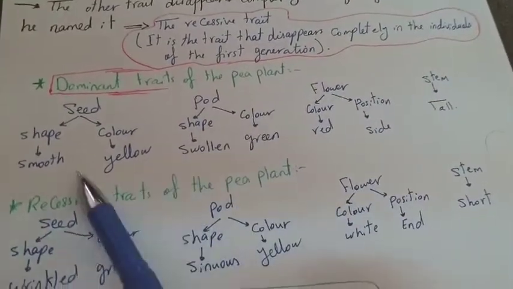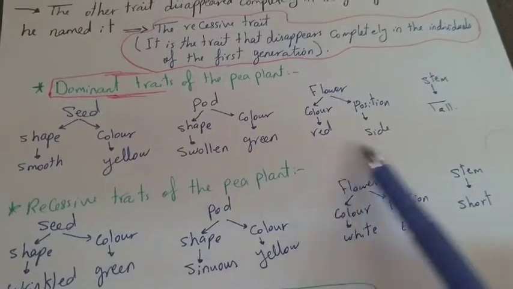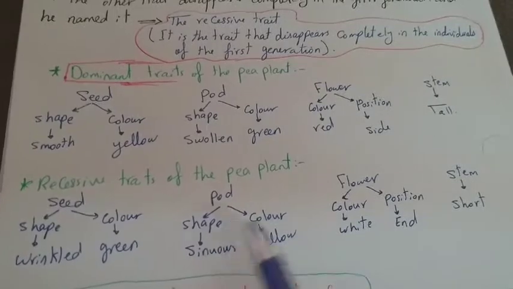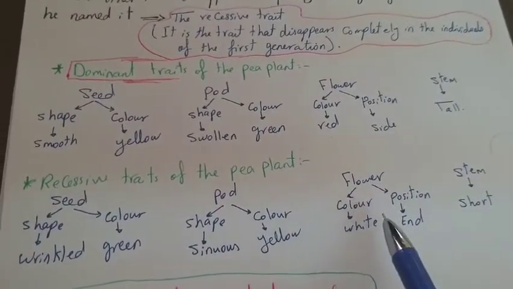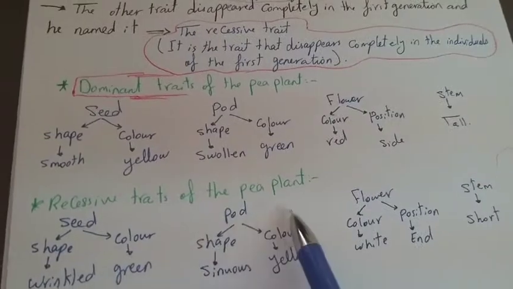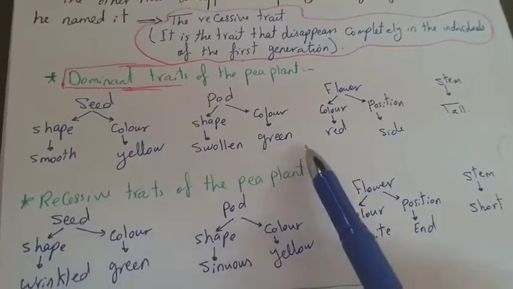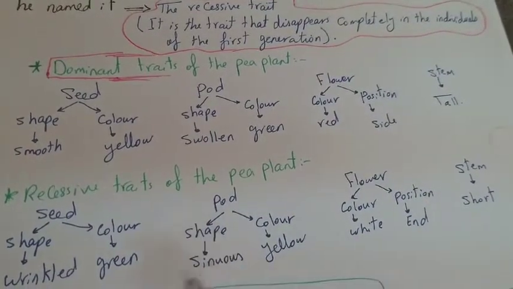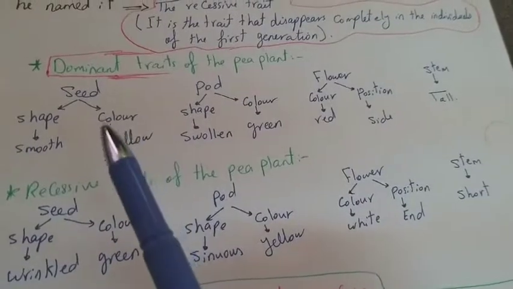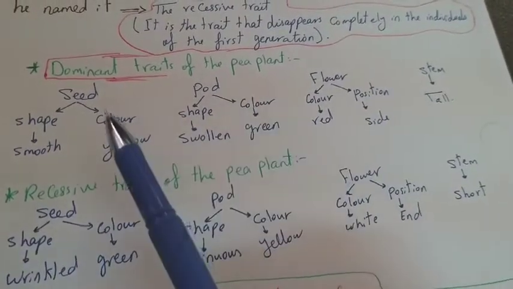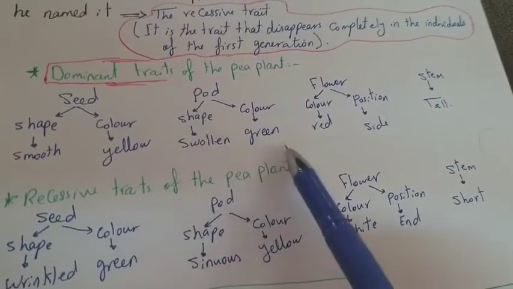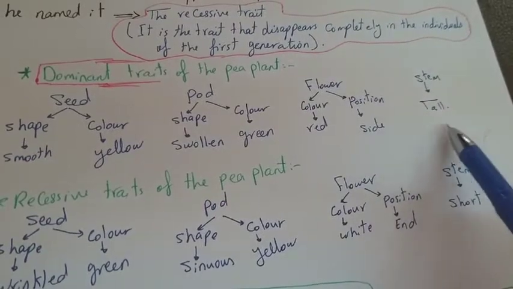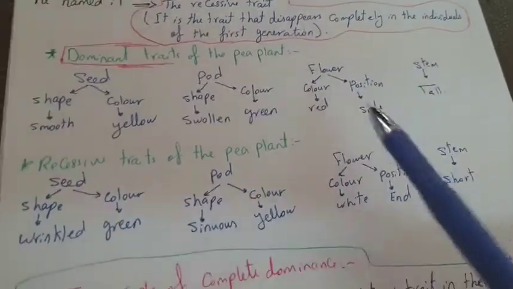So just study these characteristics and save them in your mind, and you will know that the other, opposite traits will be the recessive traits of the pea plant. So what are they again? Dominant traits of the pea plant: seed smooth and yellow, pod swollen and green, flower red, and side position, stem tall.